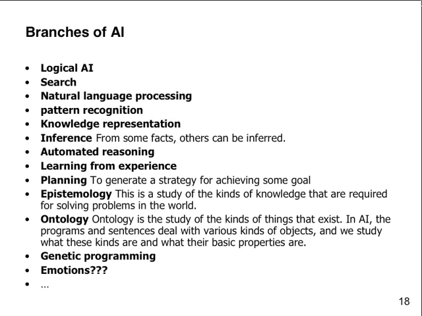So here are some branches of AI, and this is a summary from chapter 1 of the book: Logical AI, Search, Natural Engines.